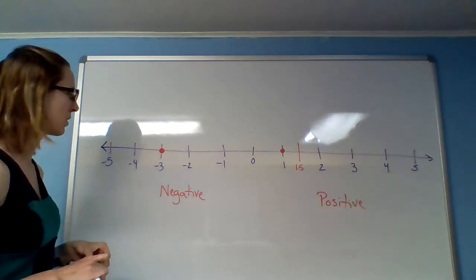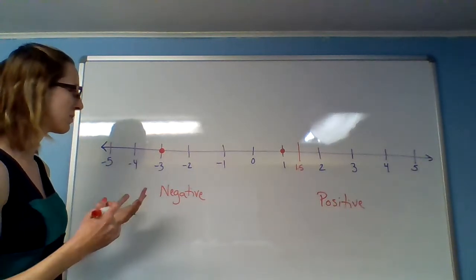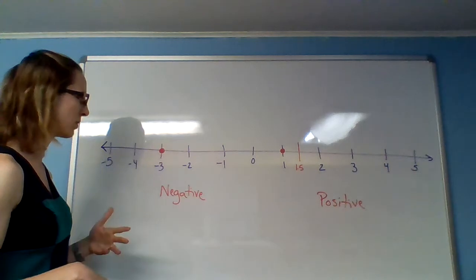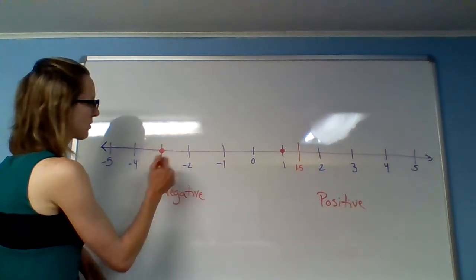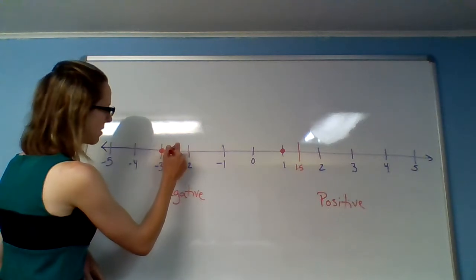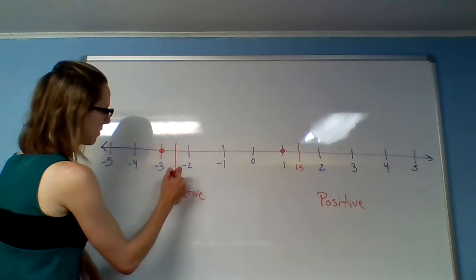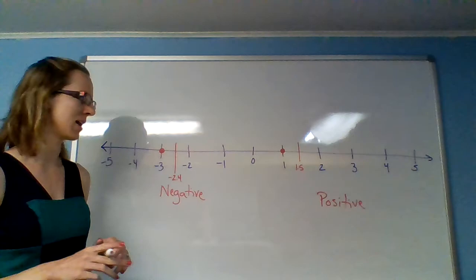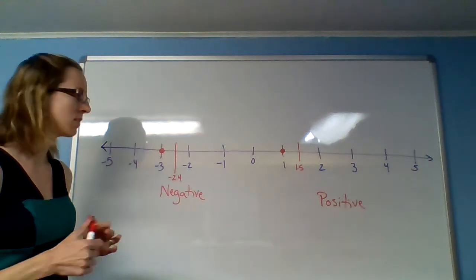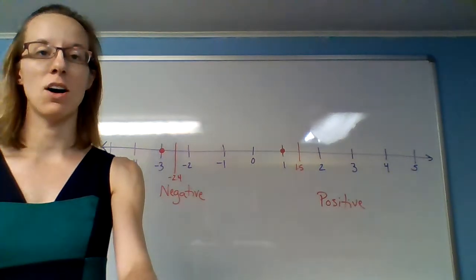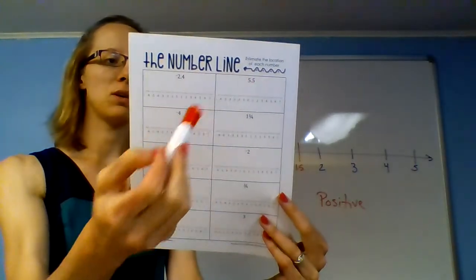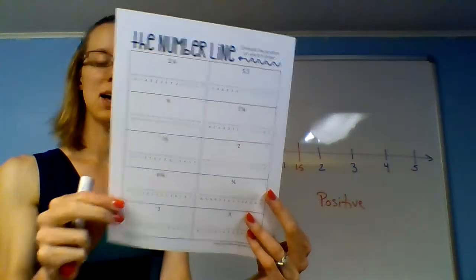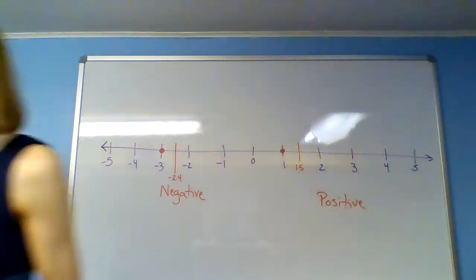If I'm looking for a negative number that's between two values like -2.4, -2.4 is between -2 and -3, a little bit less than halfway, and I can plot it on my chart. Super straightforward. Today, that is all you're doing in your packet is this number line page where you are plotting these 10 points on their appropriate number line.